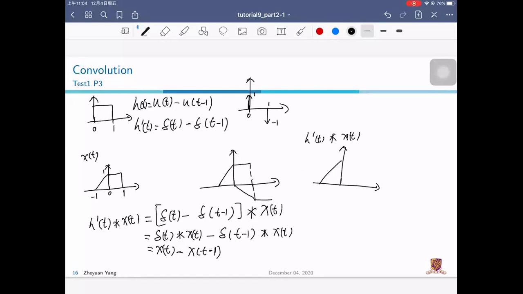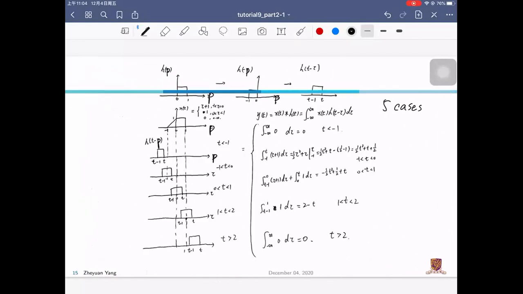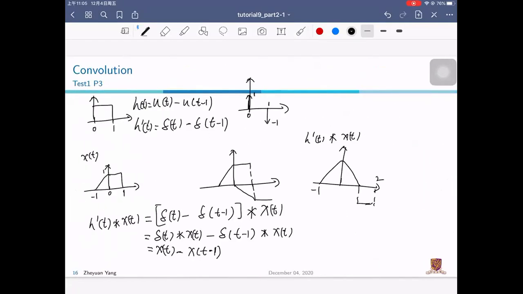It is a triangle, and here it is a unit step, from minus 1 to 2. So if we check the answer, we have 5 cases. The first one is t smaller than minus 1. The second one from minus 1 to 0. Third one from 0 to 1. The fourth one from 1 to 2. And the last one is when t is larger than 2.